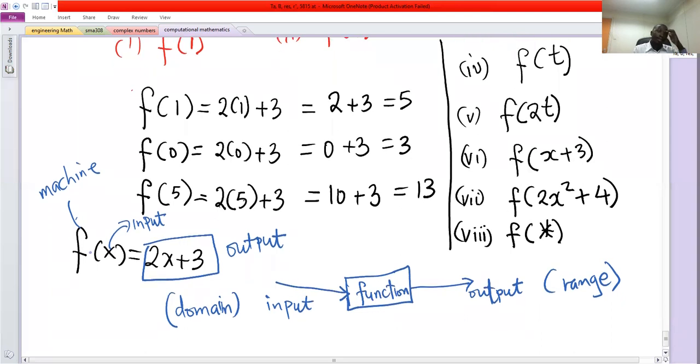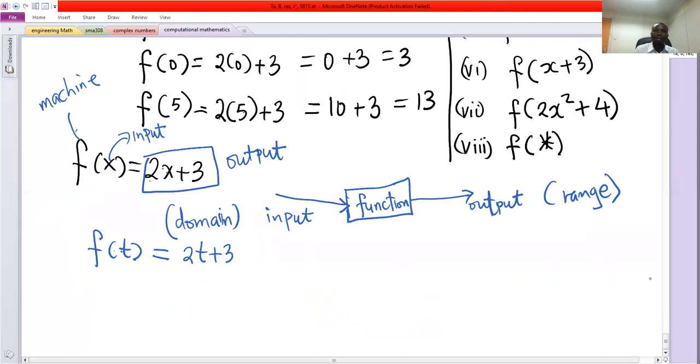So this machine called f, whenever it's given an input called x, just multiplies that input by 2 and then adds 3. That's how that machine is set. So f of t means that we are now giving this machine an input called t. It will do the same job: take this input, multiply by 2, and then add 3. Therefore, the value of f of t will be 2t plus 3. So that's the answer to number 4.